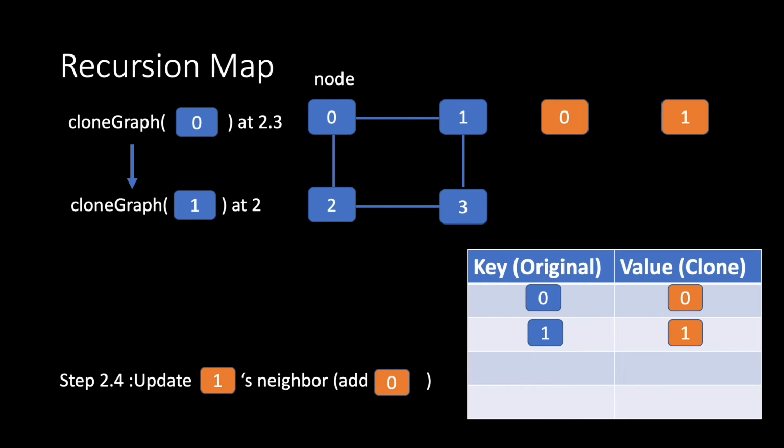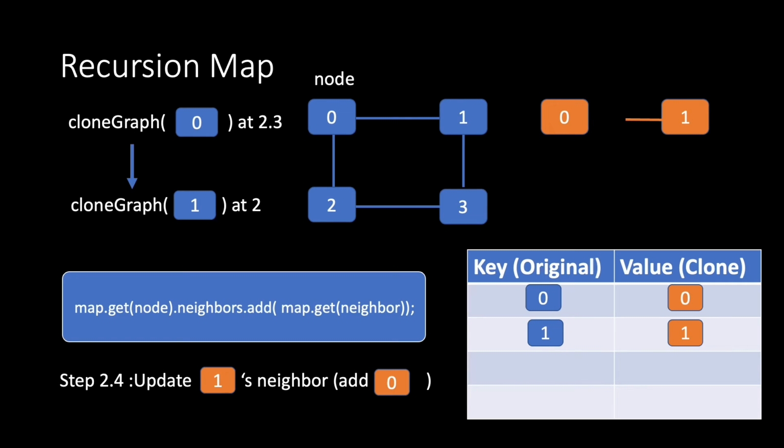And now we know that the clone node 0 exists. So we can add 0 to 1's neighbor like this. And in Java, it's going to look something like this. It looks a little bit complicated, so I'm going to go through it one by one. map.get(node) will get the clone node of the current node, which is 1. So it will get the orange 1 node.